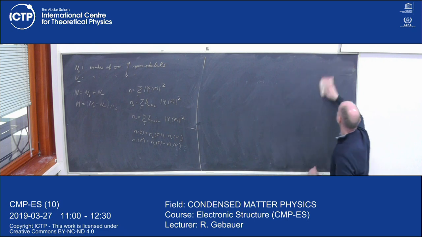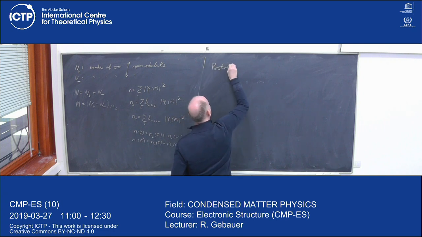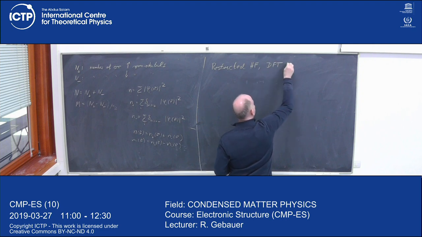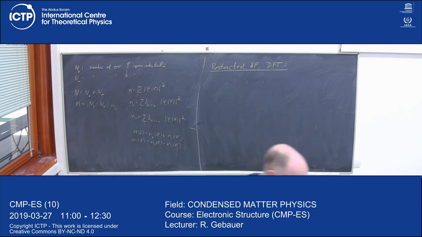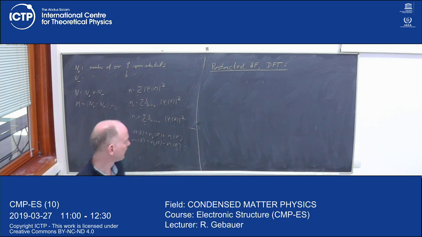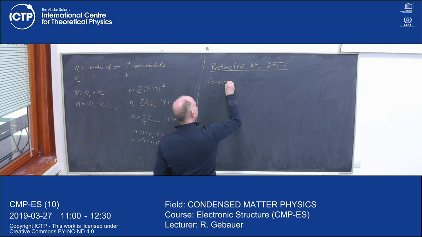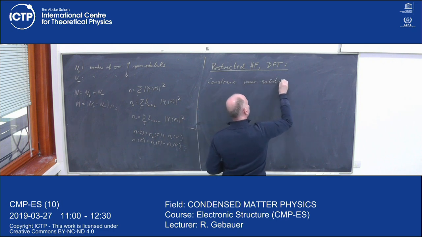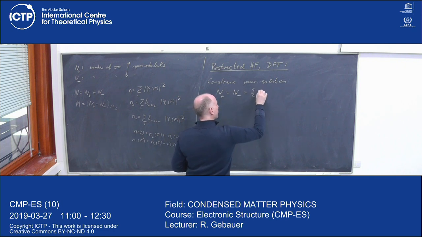And then there is something which is called restricted Hartree-Fock. Or there also exists restricted density functional theory. This is used if one already knows that one has to do with non-magnetic systems. In this case, before one starts minimizing and looking for a solution, one can constrain your solution to the following: that we have the same number n plus as n minus, which is just half of the total number of electrons.